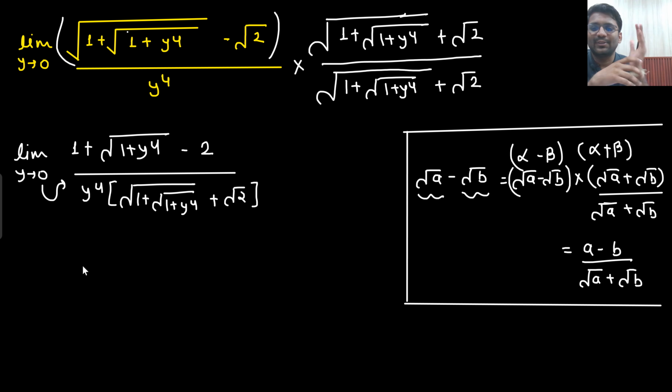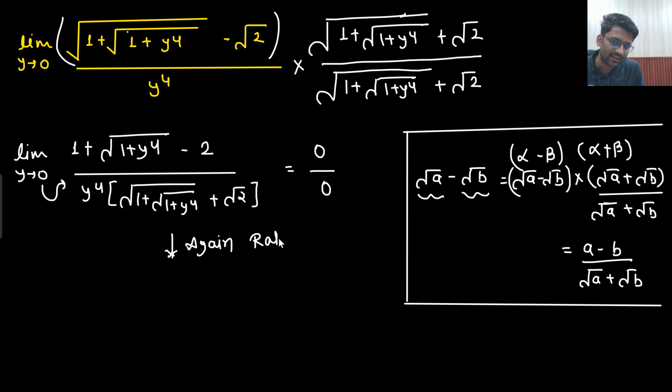Yes, 0 by 0 form we will get. Then again we will have to do the rationalization. Not working. Because if I put the value, y tending to 0, 1 plus 1 is 2, 2 minus 2 is 0. Again here this will become 0 only. Again 0 by 0 form. Then again do the rationalization. Again rationalize. It is a lengthy process, right?